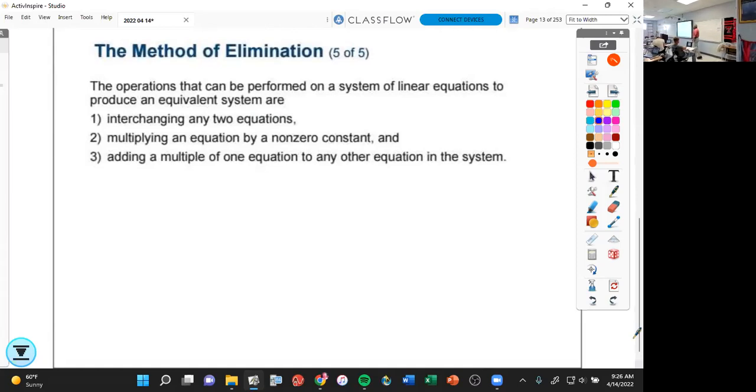Number 3, add a multiple of one equation to another in the system. I like the fact that they say add. You'll never hear me say subtract. If I had a 3x and a 3x, I wouldn't say subtract the second equation from the first one. I would say multiply the second one by -1 and then combine them. Subtracting equations tends to just cause problems because you forget to take that negative sign and transfer it to every piece of it, okay?